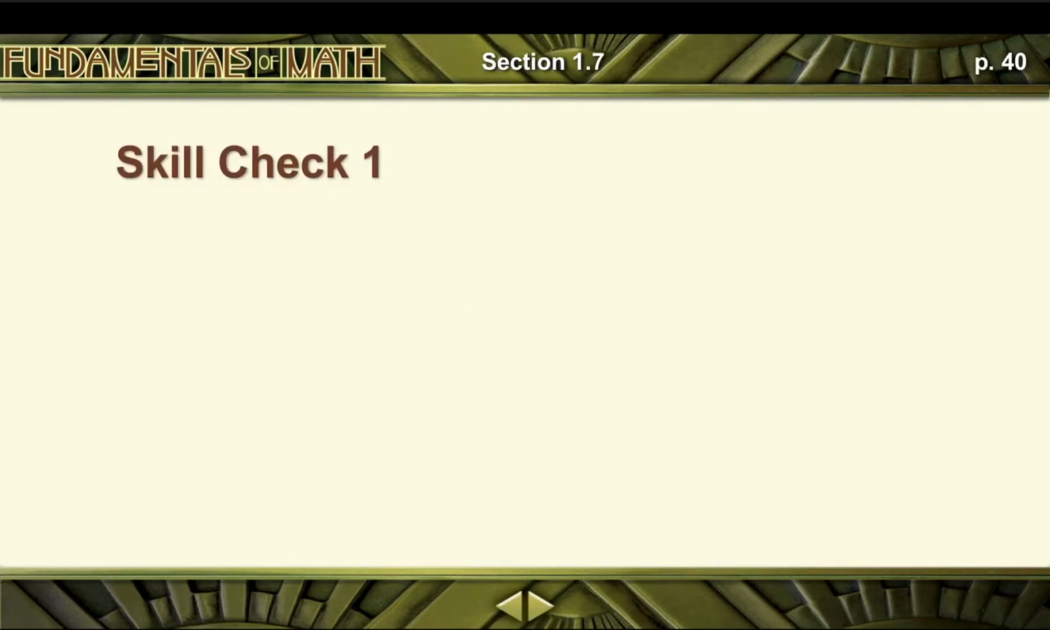So now going back to the skill check, on your other page, now it says write the exponential form of each. 5 squared, and so on. So why don't you take a minute just to write the exponential form of each. You can pause the video and write those 4 answers.